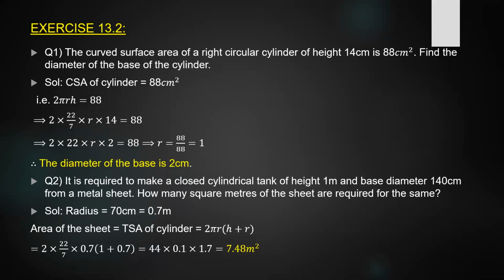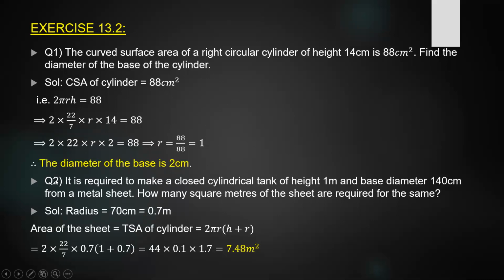Now here, the CSA of the cylinder is given to you. That means 2 pi r h is equal to 88. Put the value of h, which is given to be 14 in the question, and the value of radius will come out to be 1. But the question is asking you to work out the diameter, so double up the value to work out the diameter of the base as 2 centimeters.